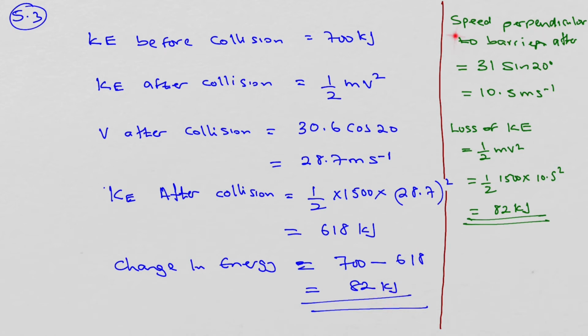You could also calculate it by calculating the speed perpendicular to the barrier, which is 31 sine 20, because you're resulting in a perpendicular direction, and that will give you 10.5 meters per second. The loss in kinetic energy is a half mv squared, so that will be a half times 1500 times 10.5 squared, and that will be 82 kilojoules.